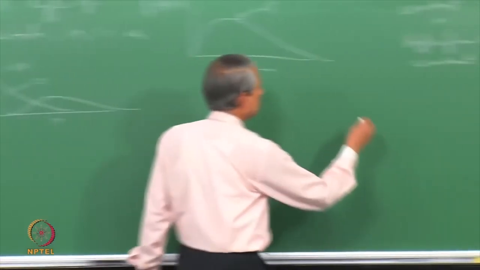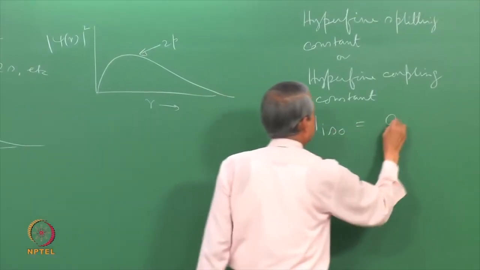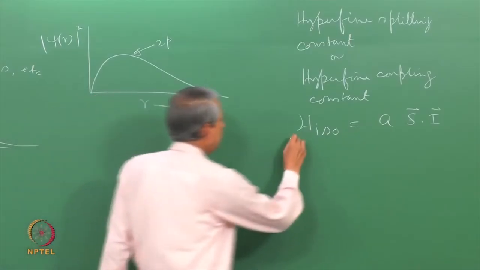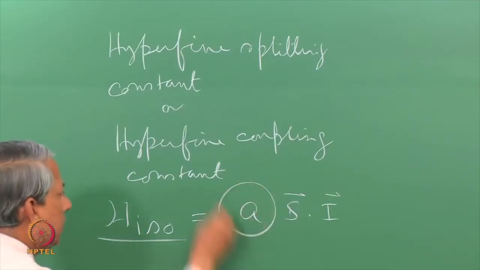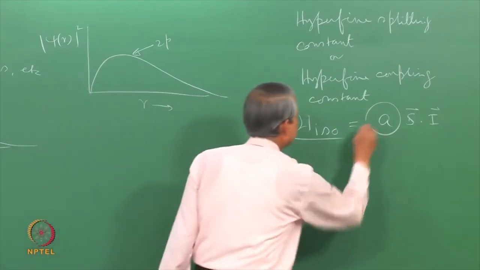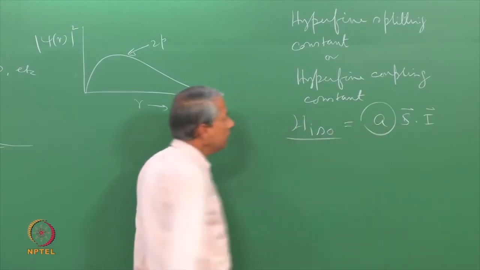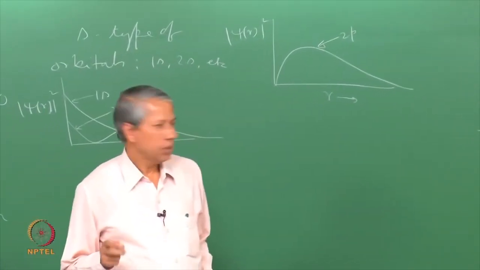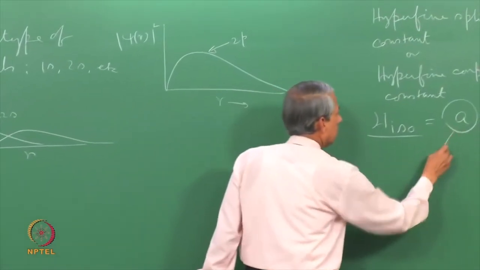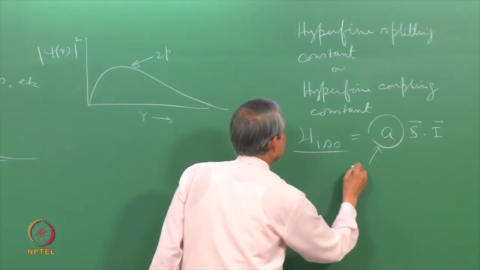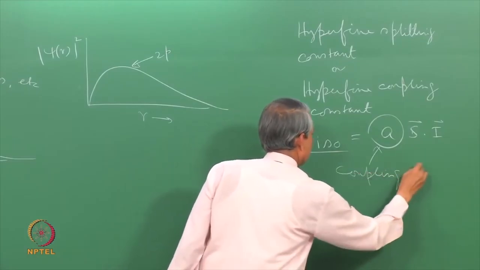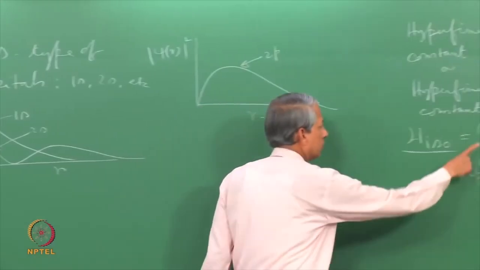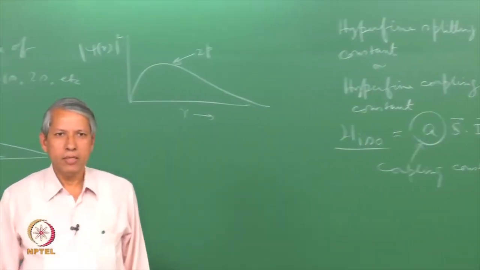In this isotropic Hamiltonian, I write A S dot I. So, here this is an energy of interaction. Here A gives the strength of the interaction. So, I will be calling it the hyperfine coupling constant, the coupling interaction between the electron dipole and the nuclear dipole. So, when it is measured in units of energy, this is called the coupling constant.